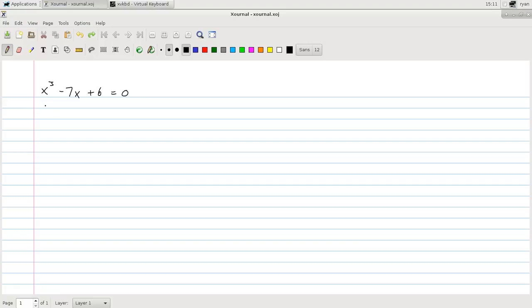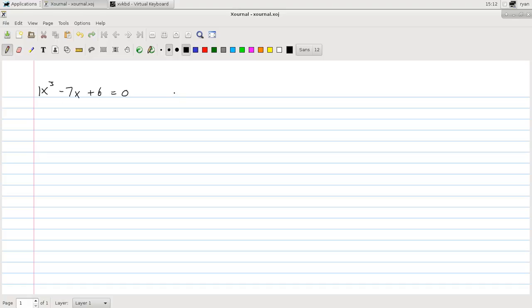Find the roots of the equation x cubed minus 7x plus 6 equals 0. We'll start this by applying the rational zeros test, which says that our possible rational zeros include factors of the last term divided by factors of the leading coefficient.